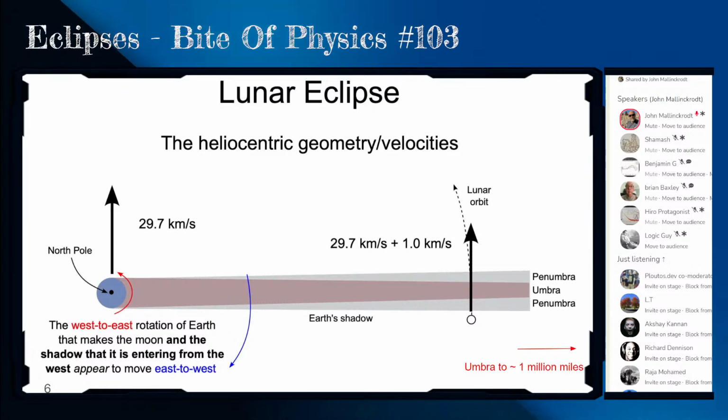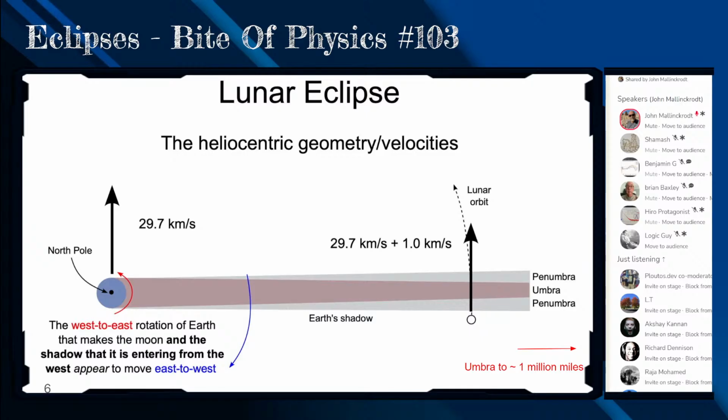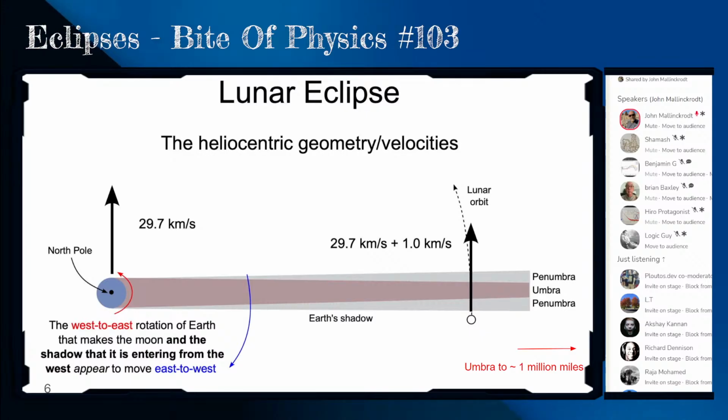The Earth is revolving in its orbit around the sun at 29.7 kilometers per second. I'm trying to be a little more precise here because I need some pretty good numbers for what I'm about to do. That's how fast the Earth is moving around the sun on average. The moon revolves around the Earth.